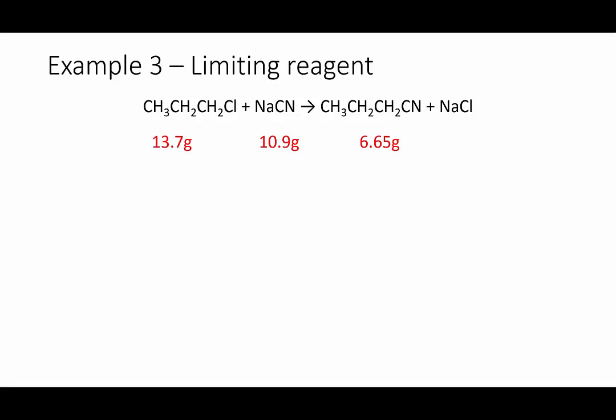So let's have a look. We've been given this information here: 13.7, 10.9, 6.65. We've got this reaction here, with 1-chloropropane reacting with sodium cyanide to form butanenitrile. We're starting off with 13.7 grams of the haloalkane with 10.9 grams of sodium cyanide to form 6.65 grams of butanenitrile.